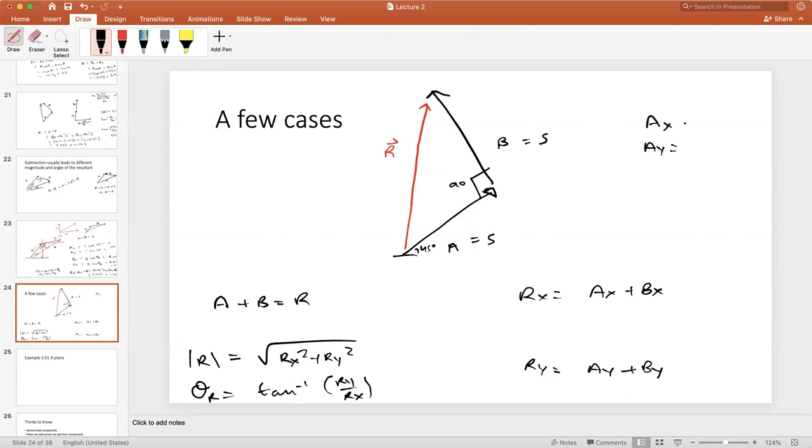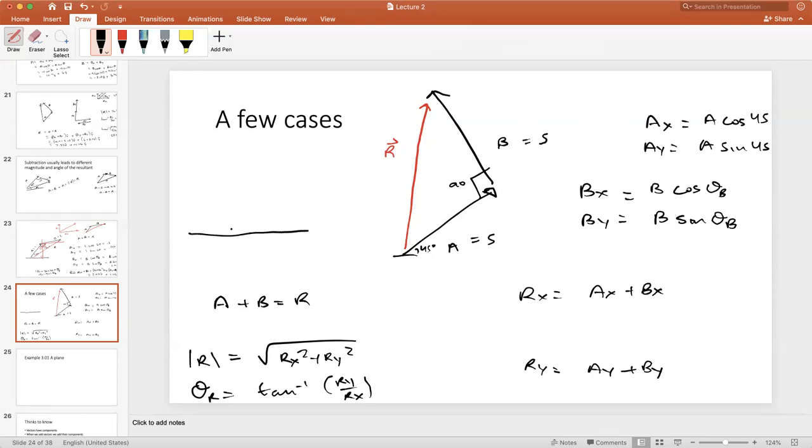AX and AY are obviously A cos 45, A sine 45. But what about B? So here's the angle that we need to know. What angle does B make? So this is going to be B cos angle of B, B sine angle of B. And let's look at this. From the x-axis, we have A is 45 degrees and B is 90 degrees.